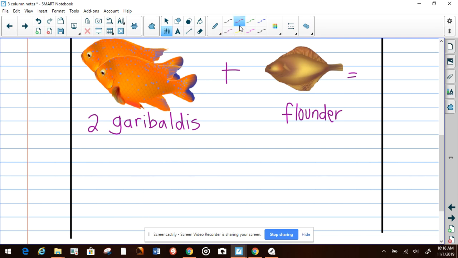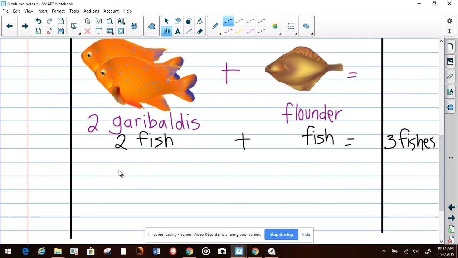The one thing these have in common is that they are fish. The Garibaldis are fish, and the flounder is a fish. So now we have found something in common. We have two fish plus one fish equals three fish, right? Or I think you can write it as fishes.